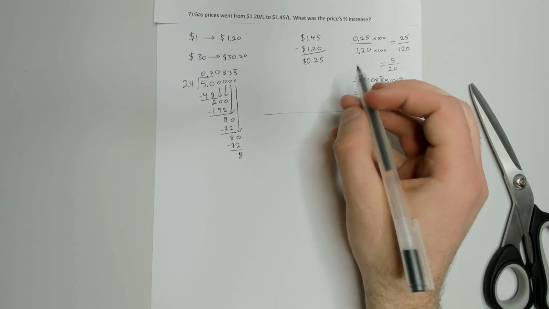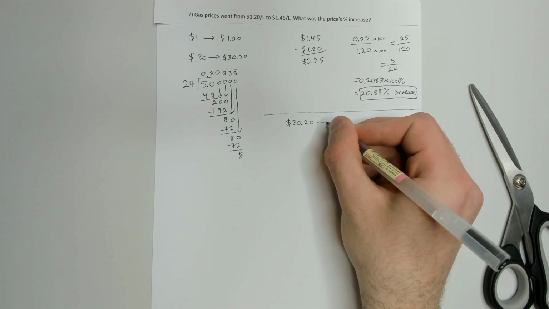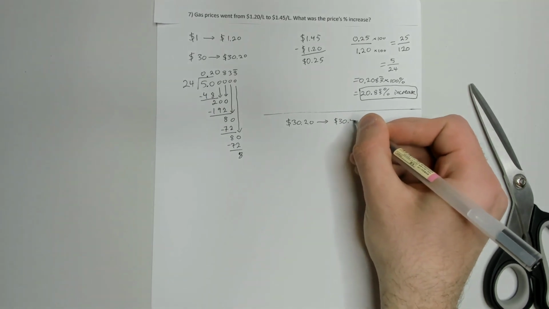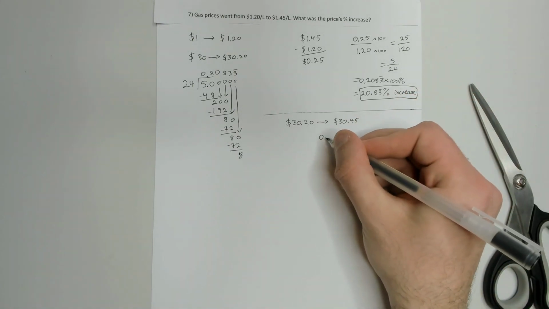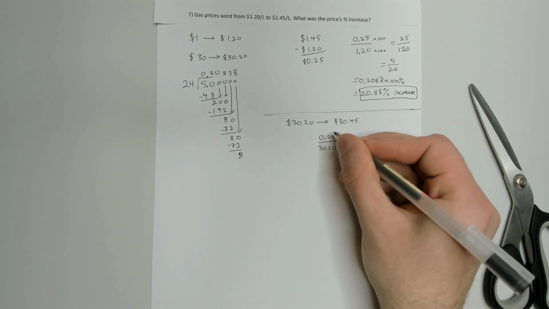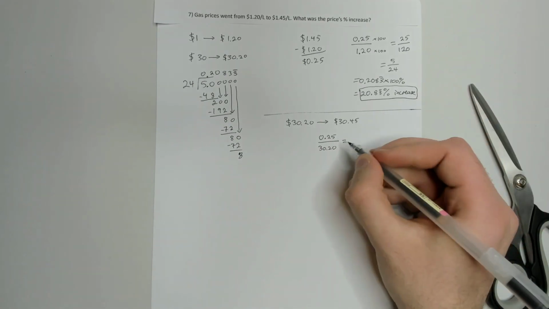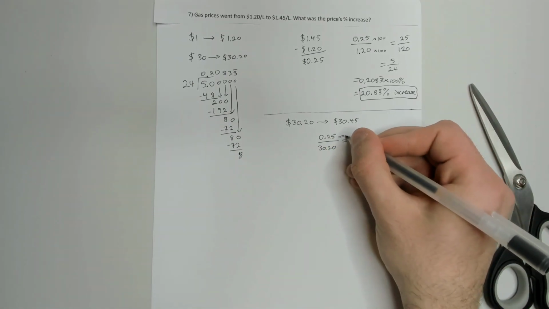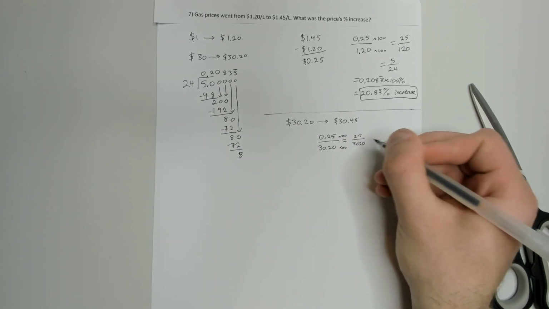And for an extra example, let's say the gas price went from $30.20 to $30.45 per liter. Now, of course, we do not want that to happen because that is an insane amount. But let's say that was the case. So it's still a 25-cent increase, right? But now what we're going to be doing is 25 cents over $30.20, right? So this is the increase amount over the original price. And using that trick of multiplying by 100 just to get rid of these decimals, we're going to get 25 over 3020.